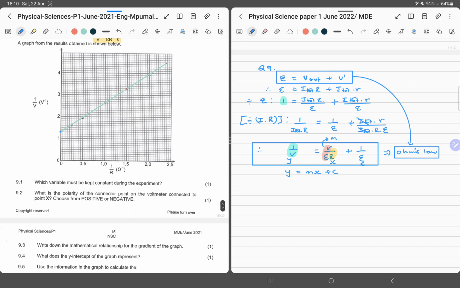Let's just get to the question. It says now, which variable must be kept constant during the experiment? We can see that this is an experiment on Ohm's law. Of course, it took us a while to figure that out, so it has to be the temperature, because you just remember the definition of Ohm's law. Ohm's law says the potential difference between any 2 points on the circuit is directly proportional to the current passing through those 2 points when the temperature is maintained constant or is kept constant. So that is Ohm's law.